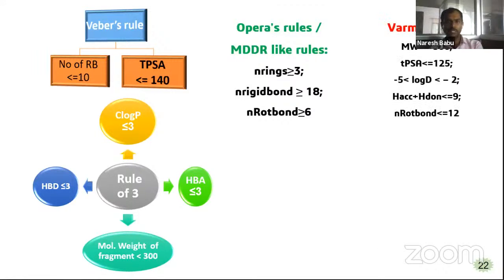And Egan's rule, where you can see molecular weight less than or equal to 500, topological polar surface area less than or equal to 125, and logD, that is the distribution coefficient, should be between -5 and 2. The number of hydrogen bond donors and acceptors should be less than or equal to 9, and the number of rotatable bonds should be less than or equal to 12.